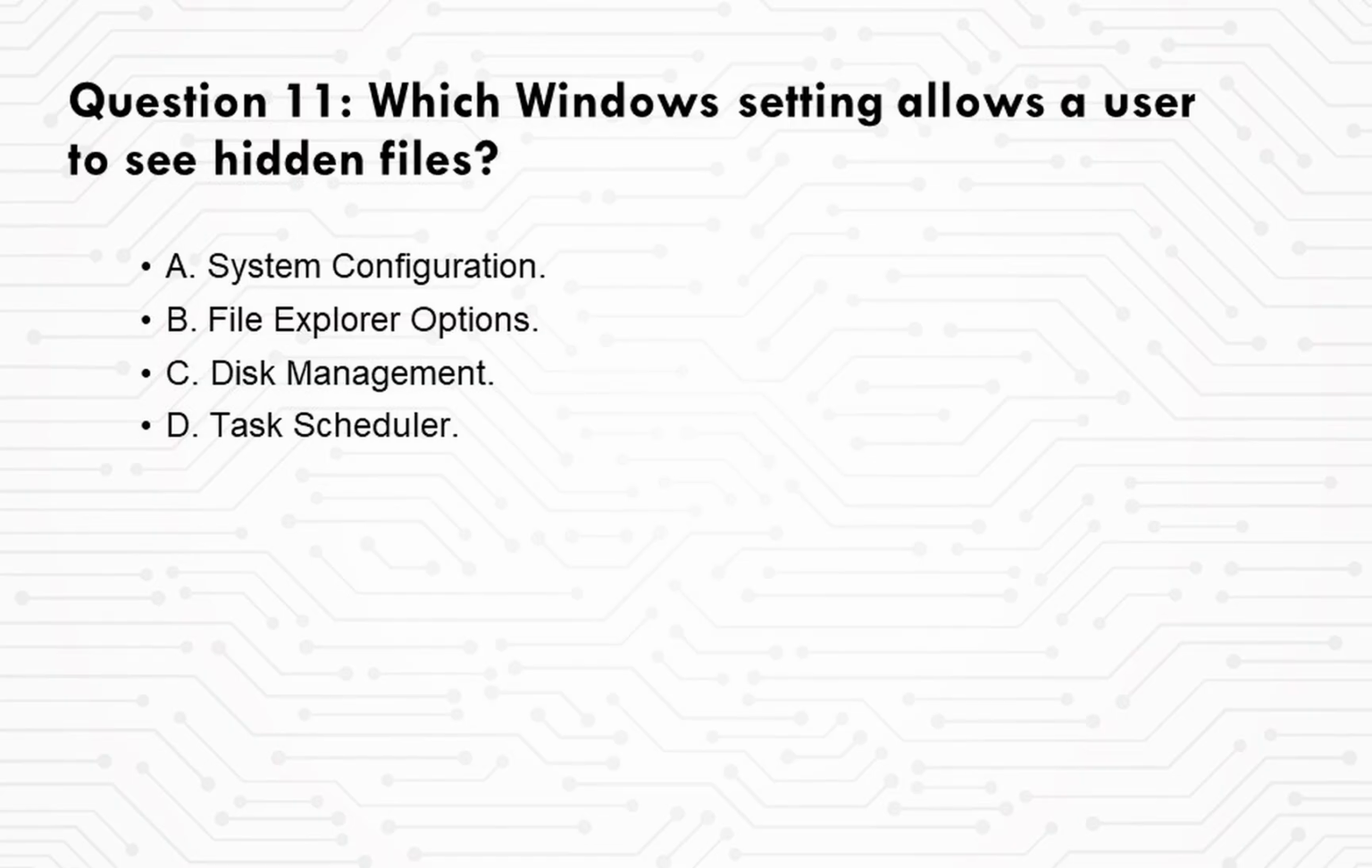Question 11. Which Windows setting allows a user to see hidden files? A. System Configuration. B. File Explorer options. C. Disk Management. D. Task Scheduler. Answer: B. Hidden files are shown via File Explorer options.